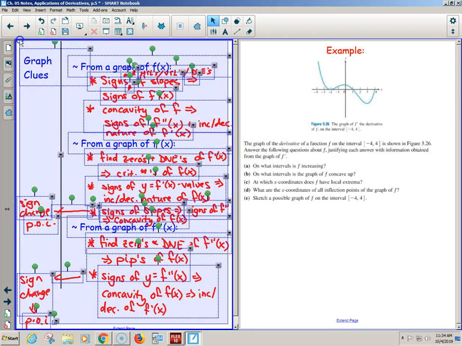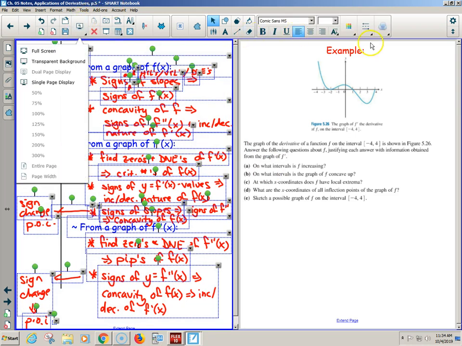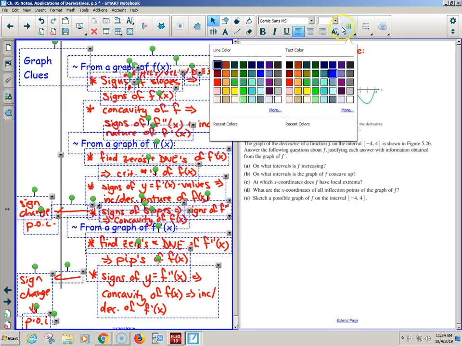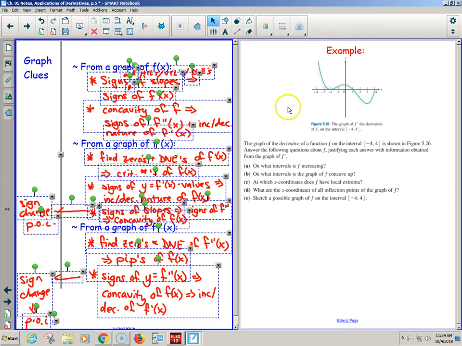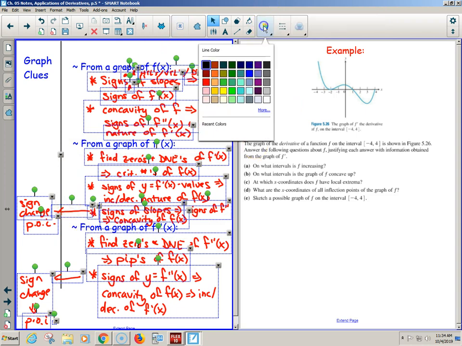It's a graph, right? And guess who it's a graph of? Of a derivative. And guess what we have to be careful of when given graphs of derivatives? How we read it.